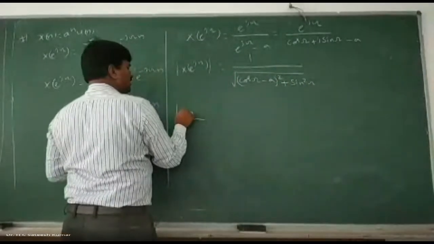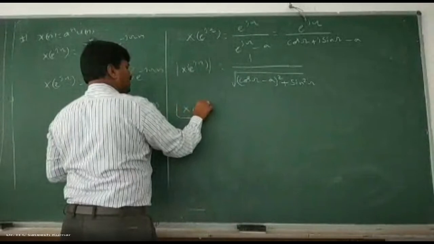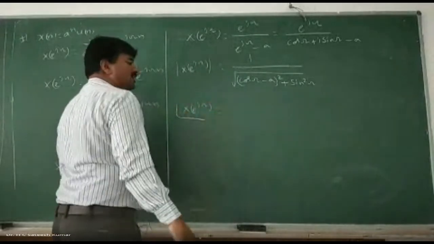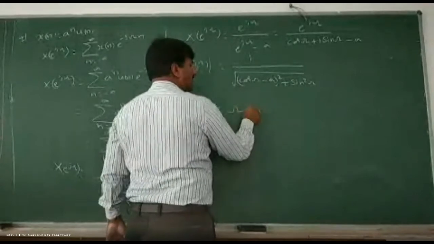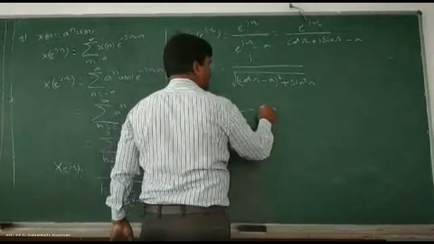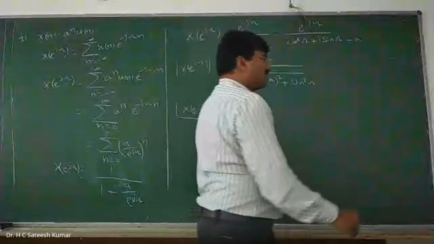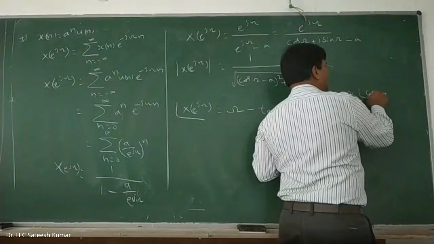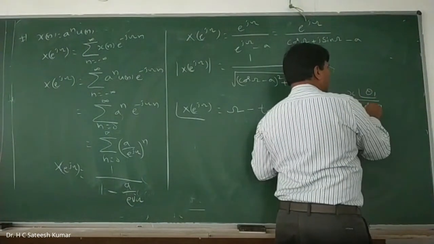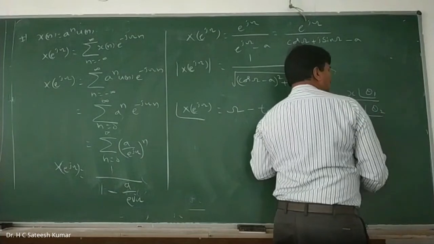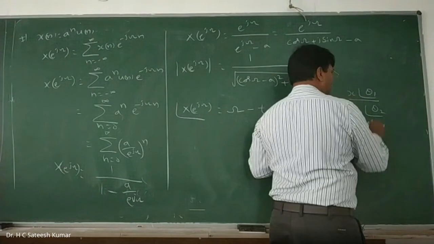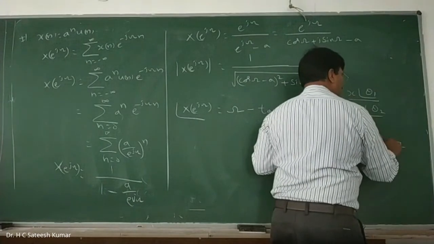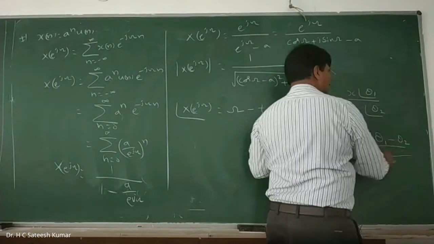The phase angle of X of e to the power of j omega is tan inverse of y by x. Numerator angle is omega minus the denominator angle, tan inverse of y by x. Whenever you have x at an angle of theta 1 divided by y at an angle of theta 2, the magnitudes will be divided, x by y, and the angles will be subtracted, theta 1 minus theta 2. So that's how it will be.